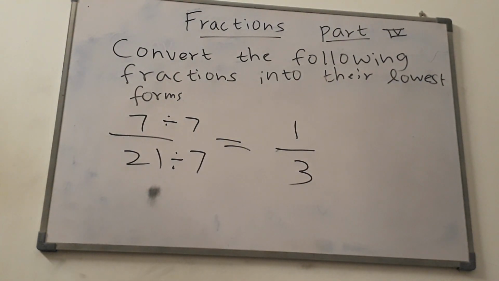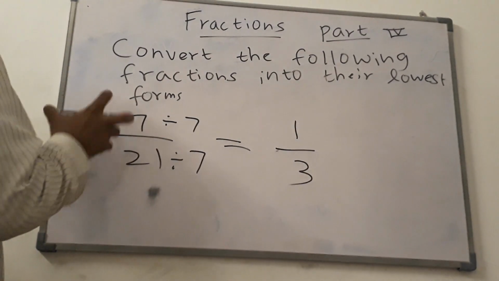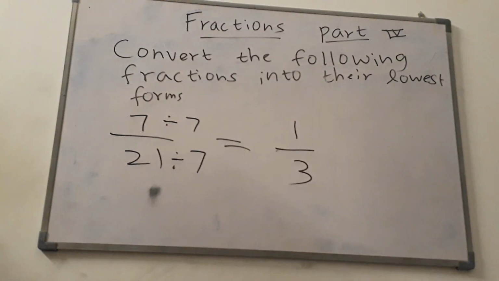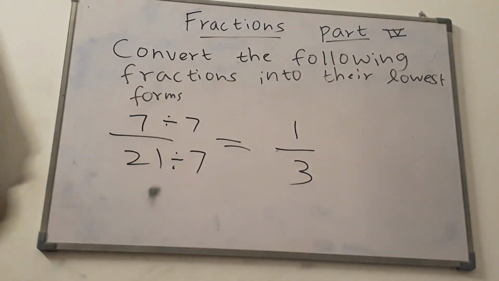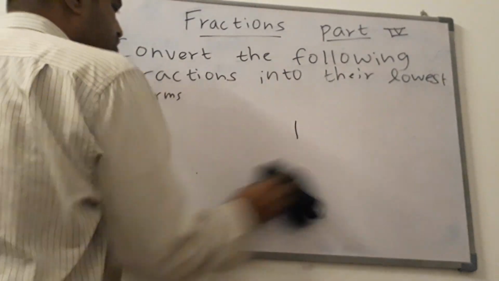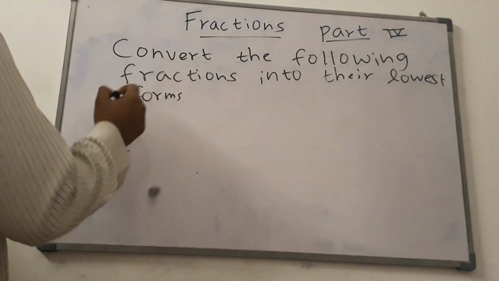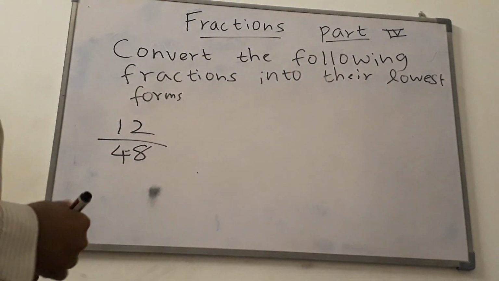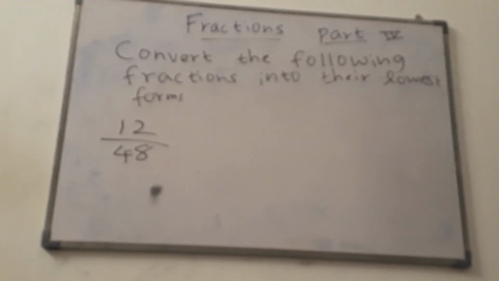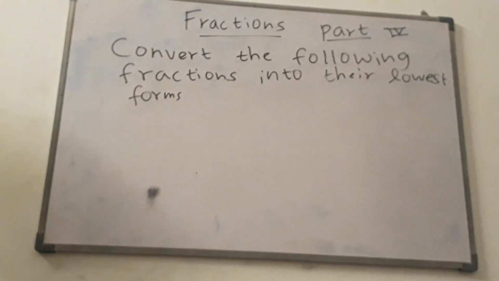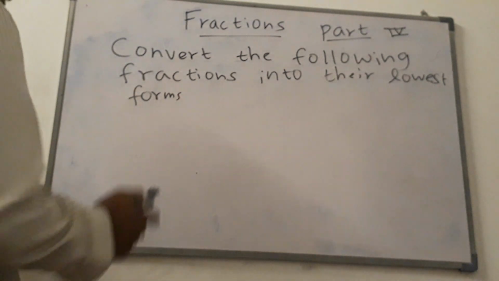So when we divide both numerator and denominator by their highest common factor, we get its lowest form. We'll try more sums. Suppose 12 over 48. First of all, we have to find the common factors. Let it go first. This is quite an advanced sum. Suppose a sum like this.